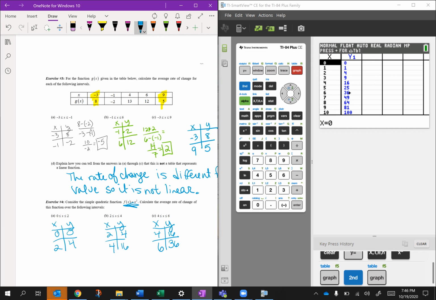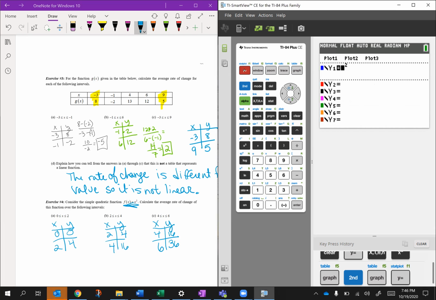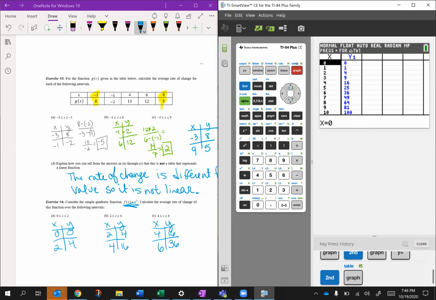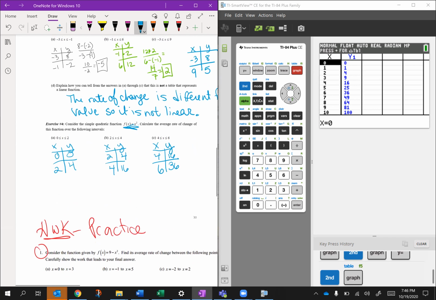So we used our y equals, we typed in y equals x squared, and then we hit second graph to get our table values. So that's how we use it. Make sure you're using the x key that is next to the alpha. Don't use the green ones on this one. All right, so now we can find the rate of change.